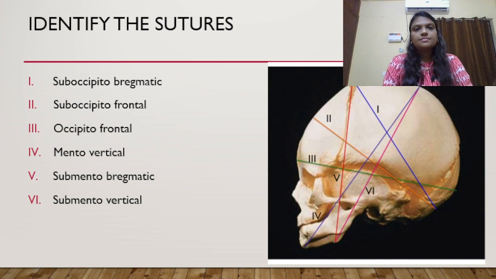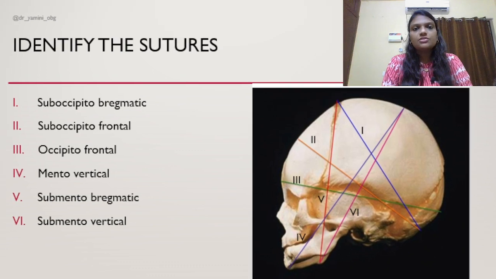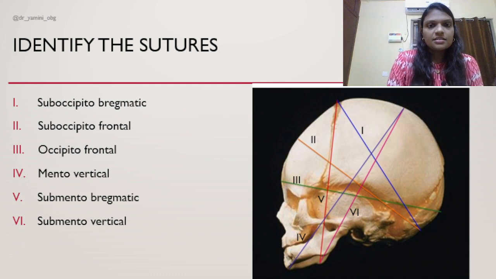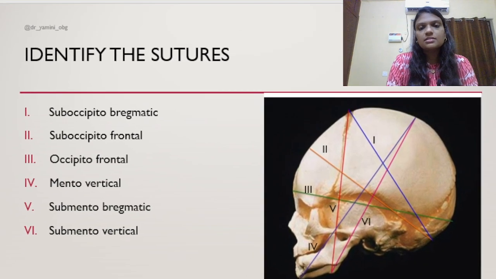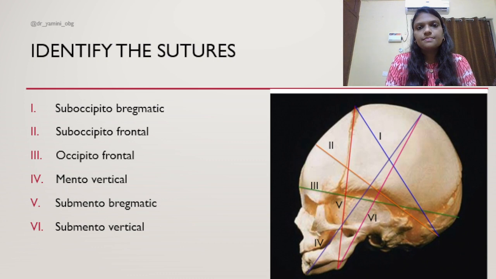Come on, now let us identify the various diameters of the anteroposterior diameter of the fetal skull. The first one is the suboccipitobregmatic. This is from a point below the occipital protuberance to the midpoint of the bregma. This is the suboccipitobregmatic. Suboccipitobregmatic is the diameter of engagement when the head is in complete flexion.